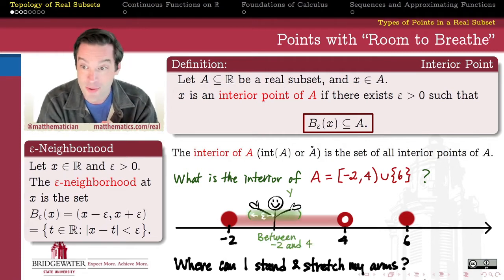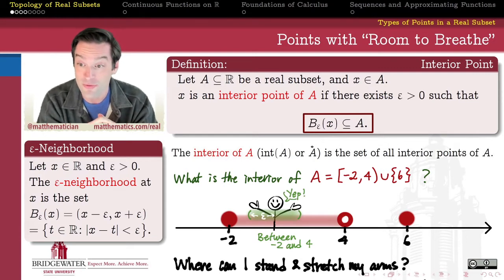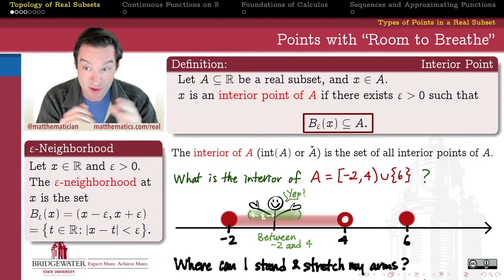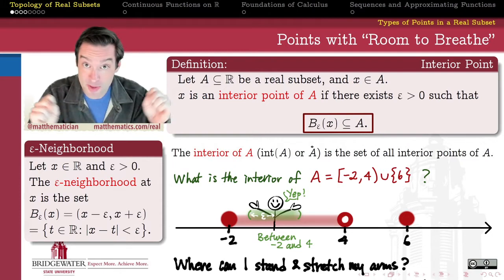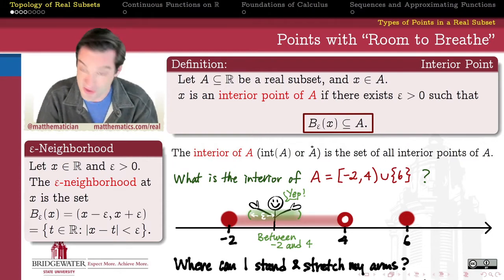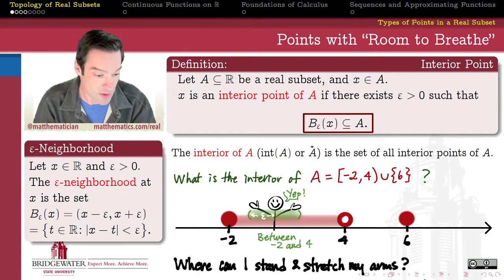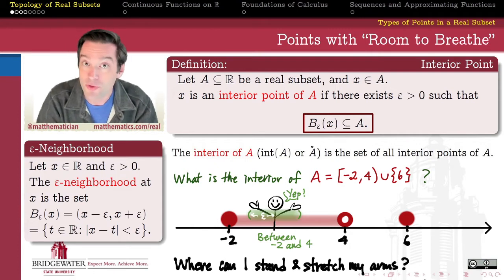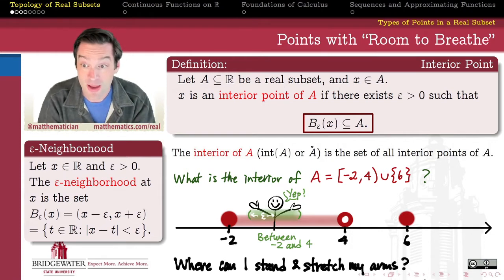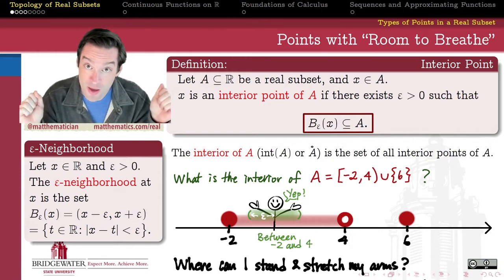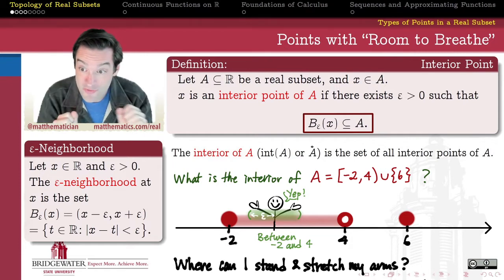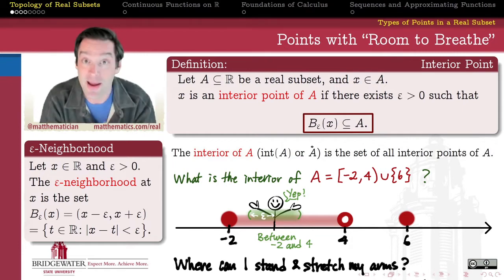Well, the first place that I want to stand is right here, smack in the middle, in between -2 and 4, but not at one of those endpoints, just somewhere in between. Is it possible for me to stretch out my arms if I'm standing, for example, at -1, or -2, or +π? Any of those numbers that are in between -2 and 4, yes, I can stretch out my arms, even if it has to be a really, really small amount, even if I'm standing at 3.9999.